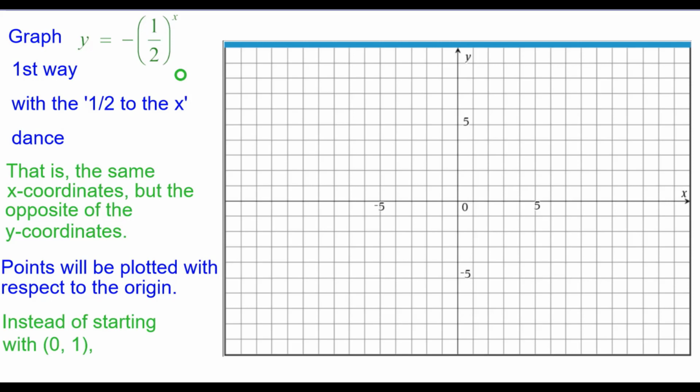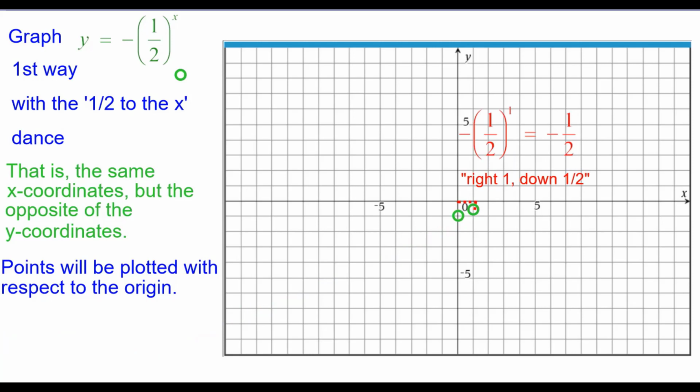Normally we would start at 0, 1. Instead, here we're going to go 0, -1, because the opposite of 1/2 raised to the 0 power is going to be -1. Write 1 down 1/2. The opposite of 1/2 to the first power is -1/2. Write 2 down 1/4. The opposite of 1/2 squared is -1/4. And write 3 down 1/8.